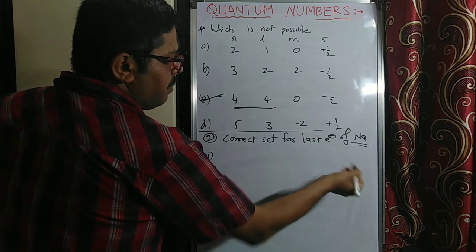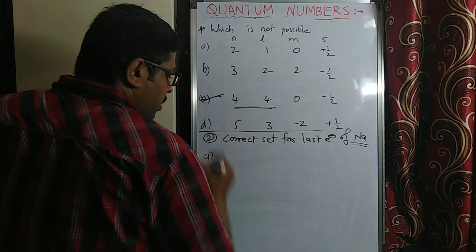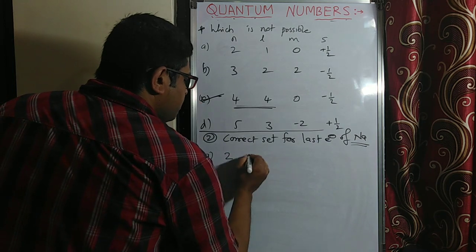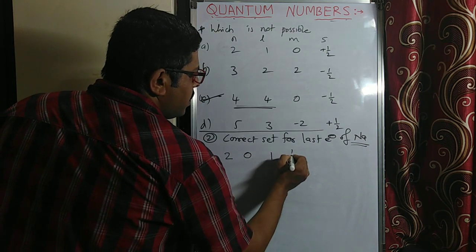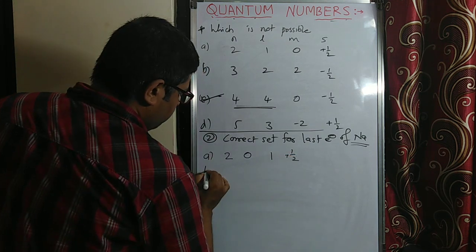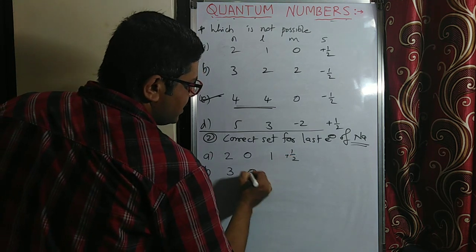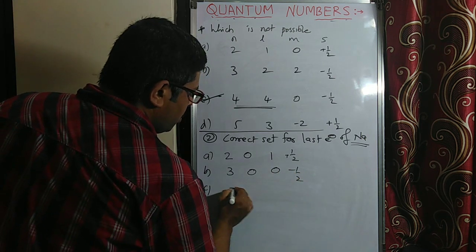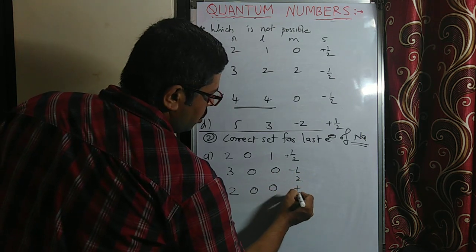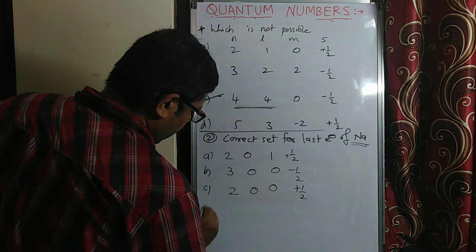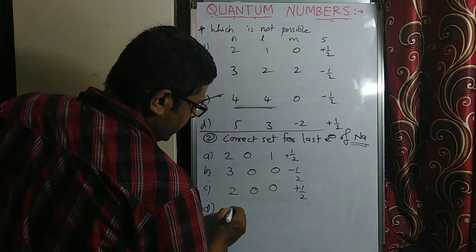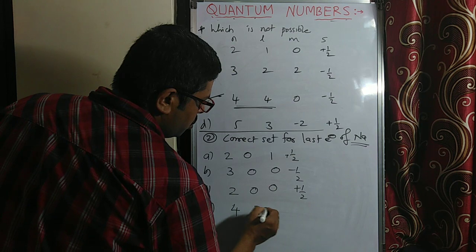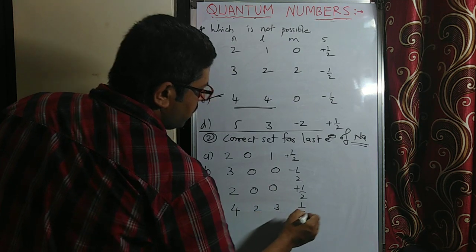NLMS value it is. NLMS I will write continuously. So option A: n is equal to 2, 0, 1 plus half. B option: 3, 0, 0 minus half. C: 2, 0, 0 plus half. Then option D, they may give it as n is equal to 4, 2, 3 plus half.